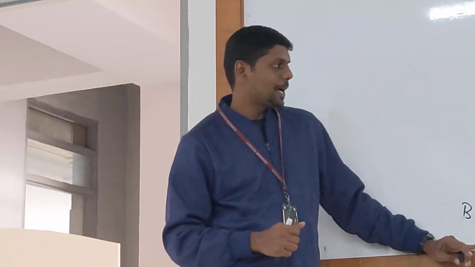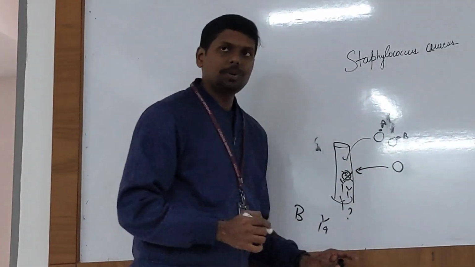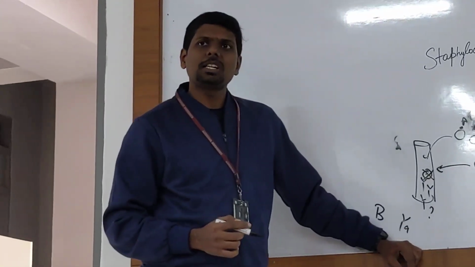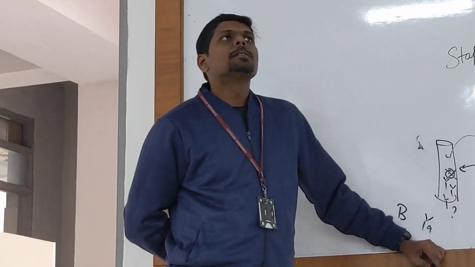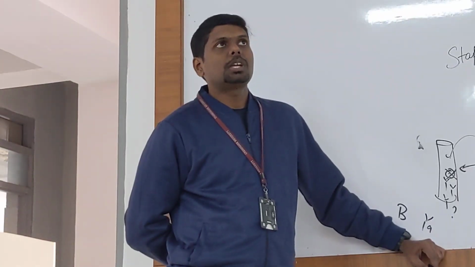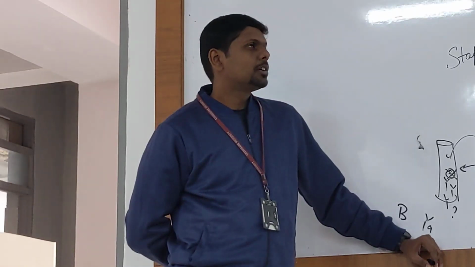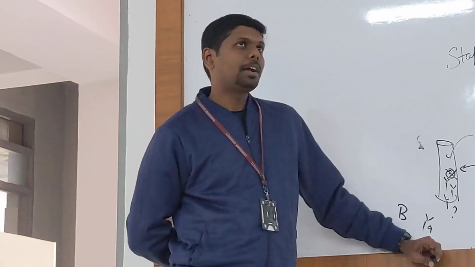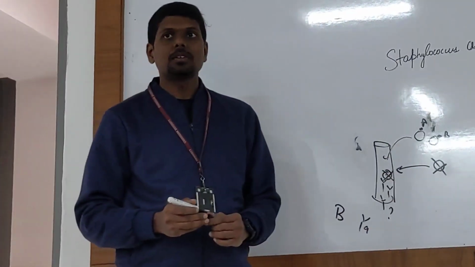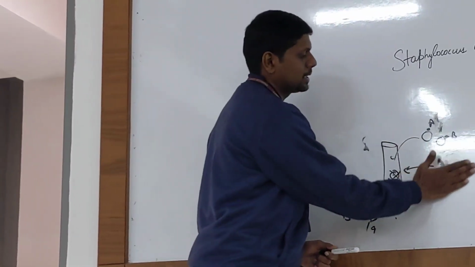Then O cells also we need to take. If I add O group cells, will we get a reaction? In O group, both anti-A and anti-B antibodies will be there, so if the patient is O group, he will have antibodies. Will the O cells lyse? No. A or B cells will lyse, not O cells.